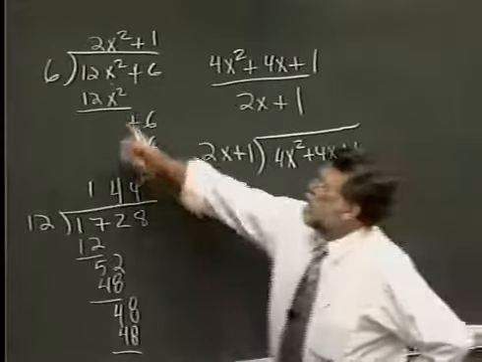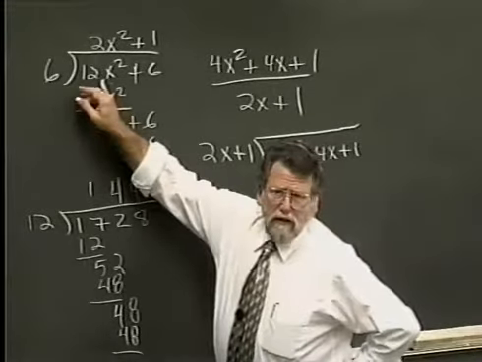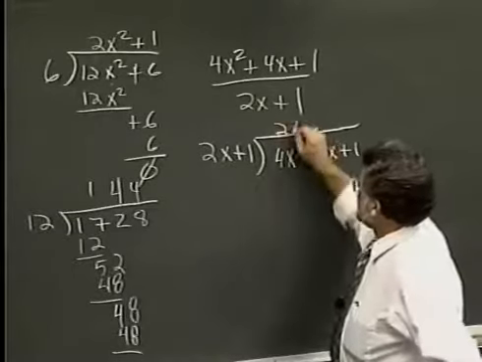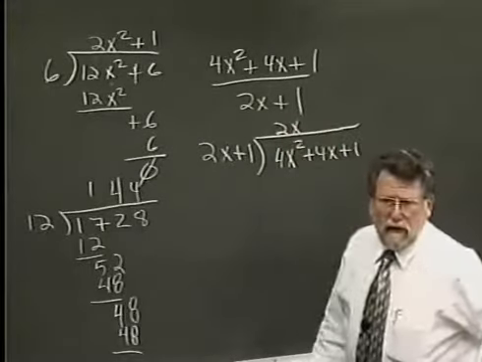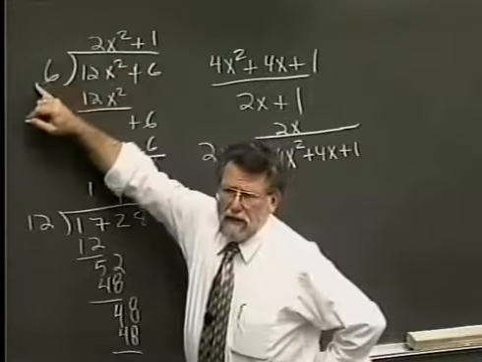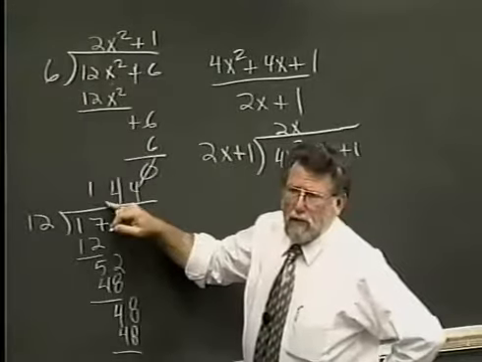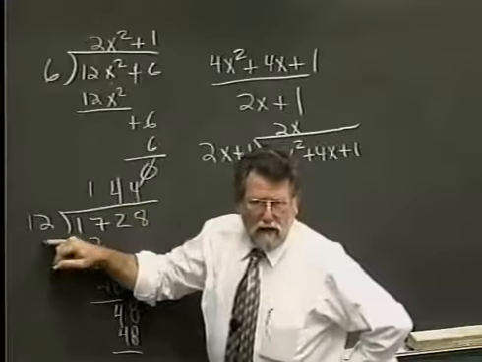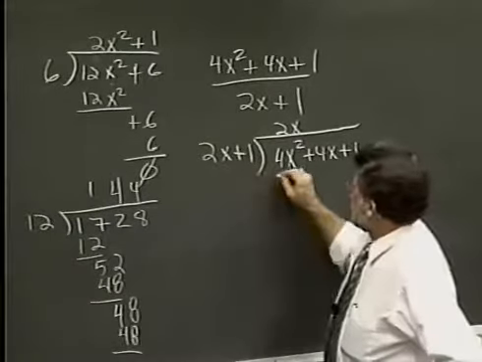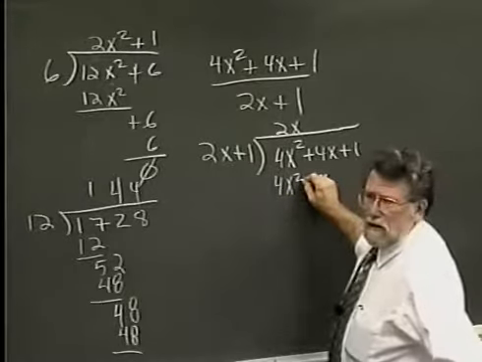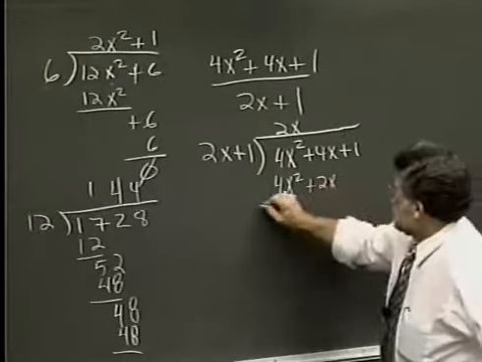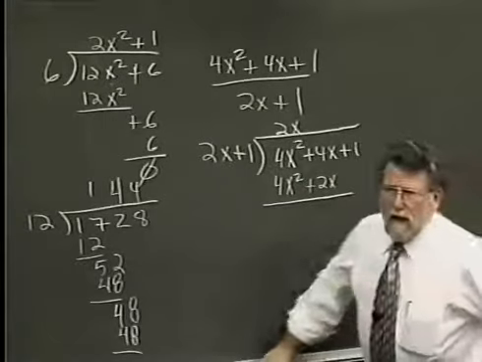We can still see up here without changing, 6 went into this 12x squared. So I'm going to play the same game. 2x goes into 4x squared, 2x. So I put the 2x above the 4x squared. Now, I took the 2x squared I had up here and multiplied by the 6, just like I took the 1 and multiplied it by the 12. So the process is exactly the same. 2x times the 2x gives me 4x squared, but then what do I do? Multiply the 2x times the 1, which is plus 2x, and then I'm going to subtract.